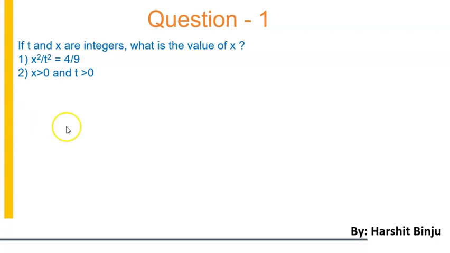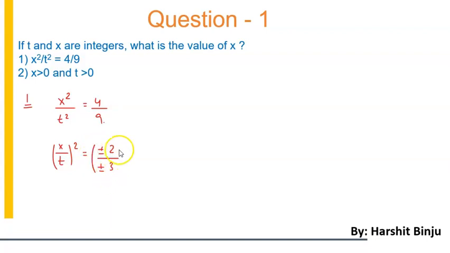All right, let's see. It says that if t and x are integers, what is the value of x? Statement 1: x square by t square is 4 by 9. Statement 2: x is greater than 0 and t is greater than 0. Let's start with statement 1. Statement 1 says that x square by t square is equal to 4 by 9, which means we can also say (x by t) whole square is equal to (plus minus 2 divided by plus minus 3) whole square. So we can say that x by t is equal to plus minus 2 divided by plus minus 3.